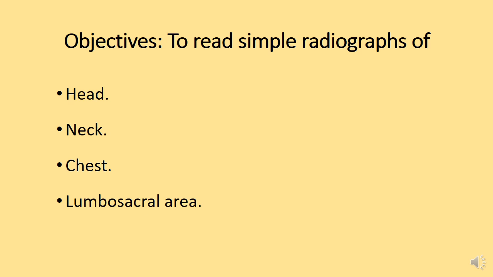In module 3, the objectives are to read the simple radiographs of head, neck, chest, and lumbosacral area. In head, we look at AP view and lateral view of skull, neck AP and lateral view of cervical vertebra, and chest PA view of chest with lung fields and cardiac areas, and also lumbosacral area with KUB, that is kidney, ureter, and bladder field radiographs.